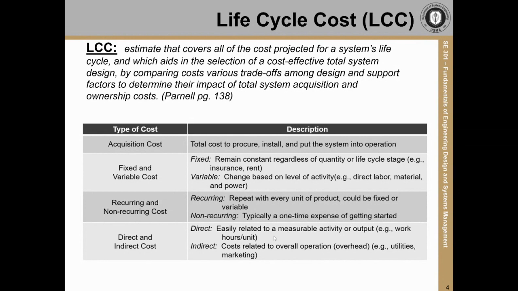It's also useful to classify your costs as being either recurring or non-recurring. A recurring cost repeats with every unit of product, and it could be fixed or variable. A non-recurring cost is typically a one-time expense, and it normally happens initially when you're getting started. It's also useful to classify your costs as being either direct or indirect. A direct cost is directly related to a measurable activity or output, and an indirect cost is typically overhead.